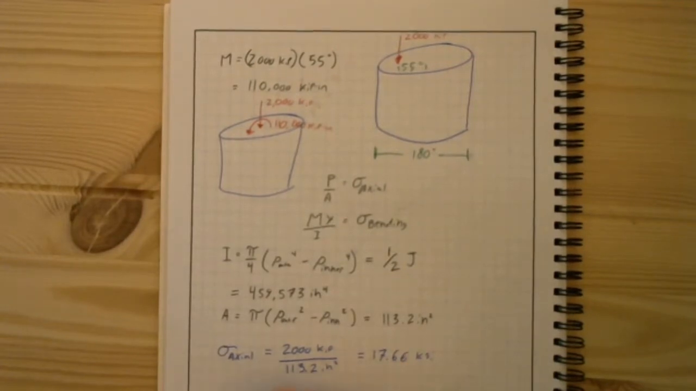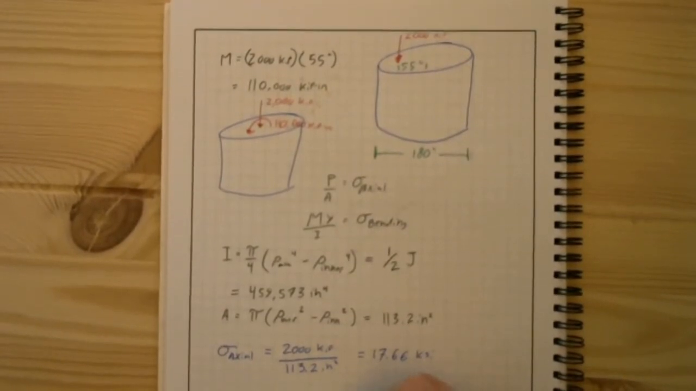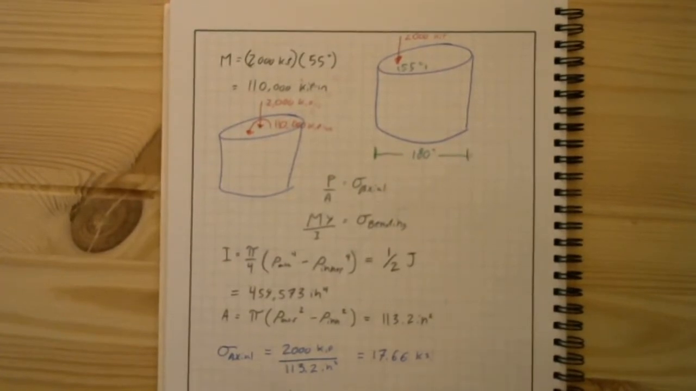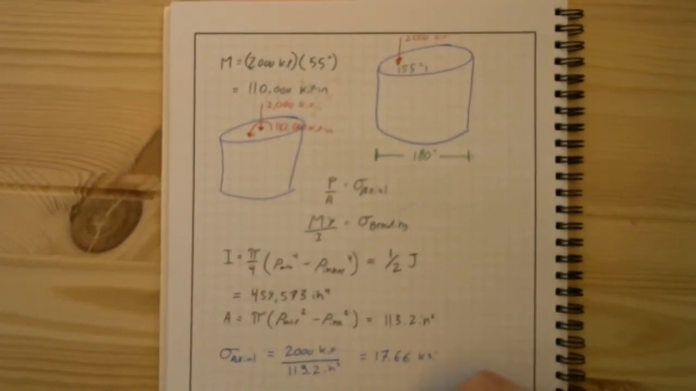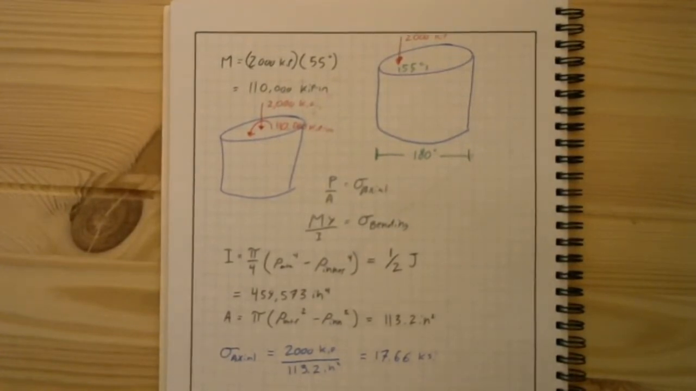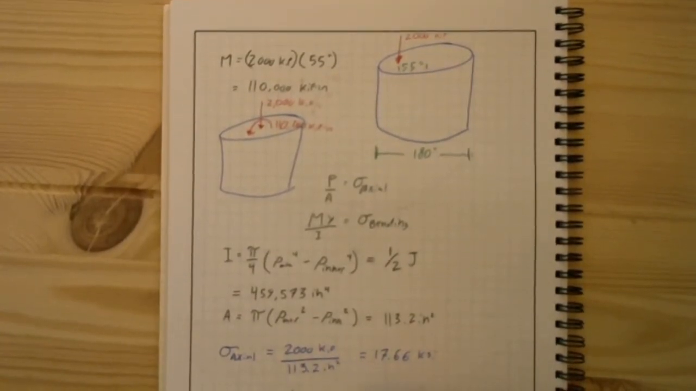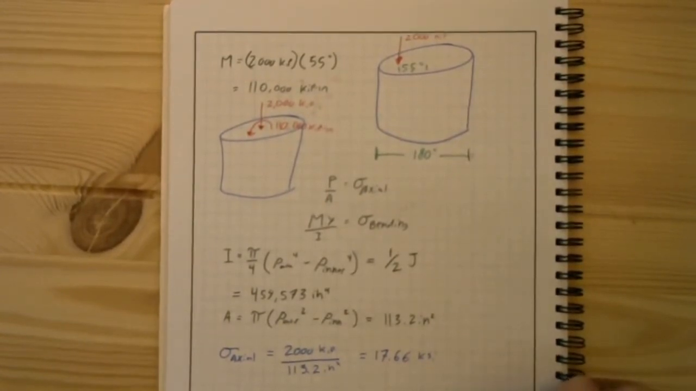And then for bending, we're going to have our bending moment, which is 110,000 kip inches times the distance from the neutral axis out here to the farthest reaches, which will be 90.2 inches, divided by our second moment of inertia, which we said was 459,573 inches to the fourth. And that gives us 21.6 KSI.